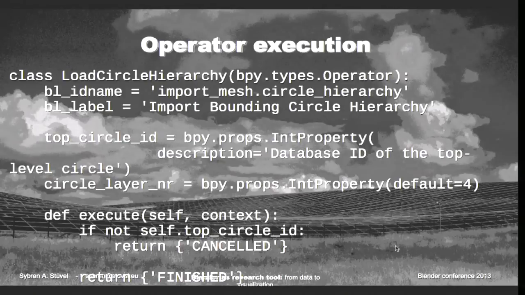And it just falls off the screen, but you return a set object with one string in it. Does anybody know why? Blender works with set objects with strings in it, so you have to return either the set with string cancelled if something didn't work. For example, the drop circle ID was not given, or it's 0, and then you say, okay, I'm cancelling, I can't do this. Or you return finished, and there are a few others which I won't go into now.